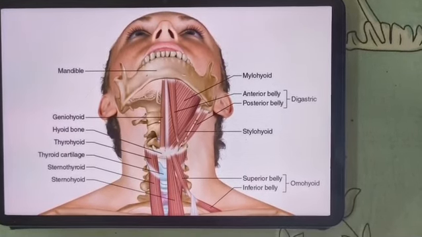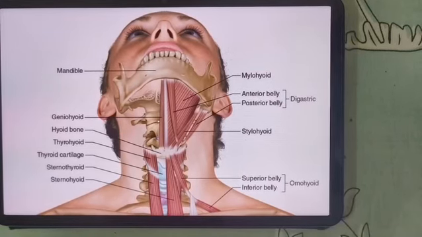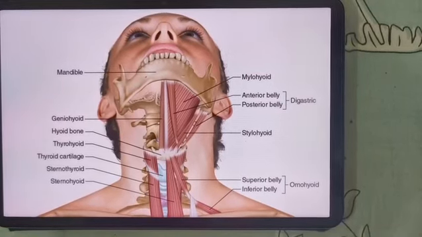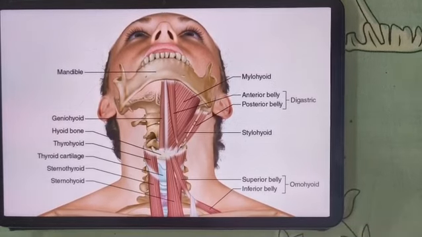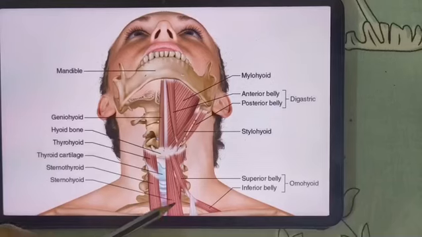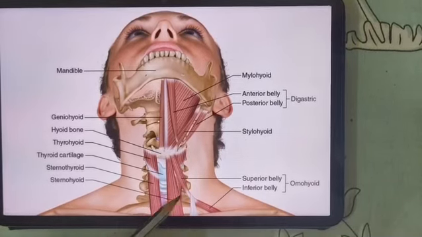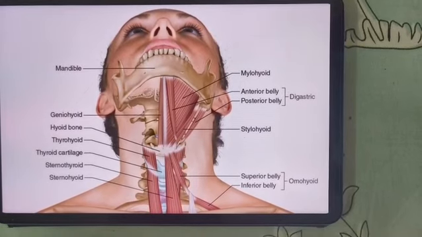The lower border of the body provides attachment to the pretracheal fascia and provides insertion to sternohyoid and superior belly of omohyoid. This is the sternohyoid muscle which is present over here, and this is the superior belly of the omohyoid which are inserted at the lower border of the body.